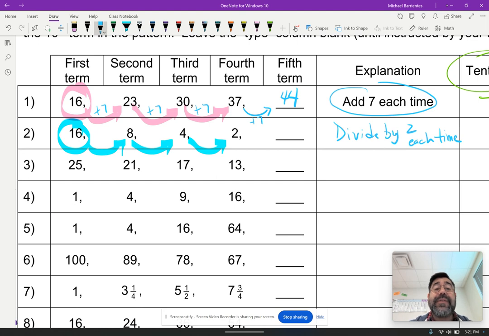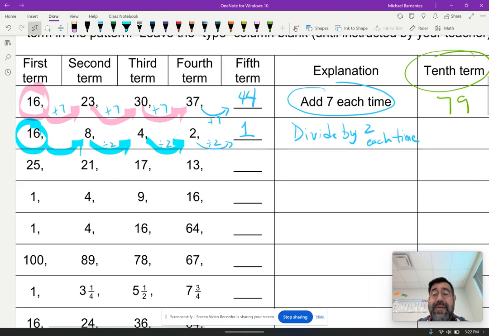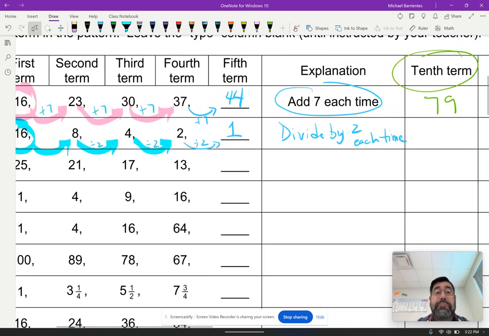16 divided by 2 would give me 8. 8 divided by 2 would give me 4. 4 divided by 2 would give me 2. And 2 divided by 2 will give me 1. So I just kept dividing by 2. Right? So then how do I find the 10th term?